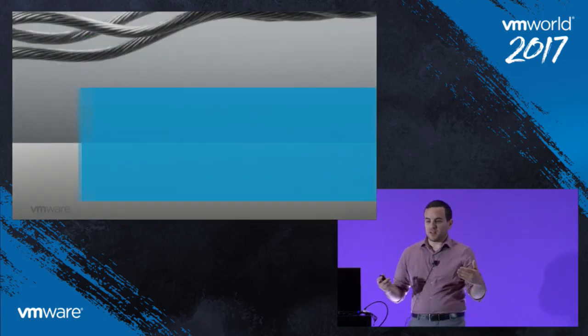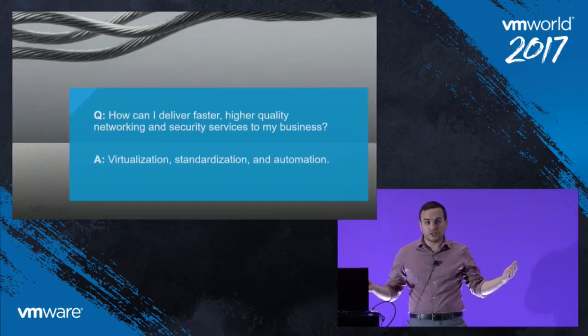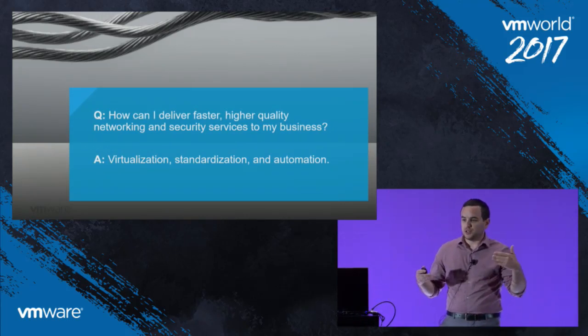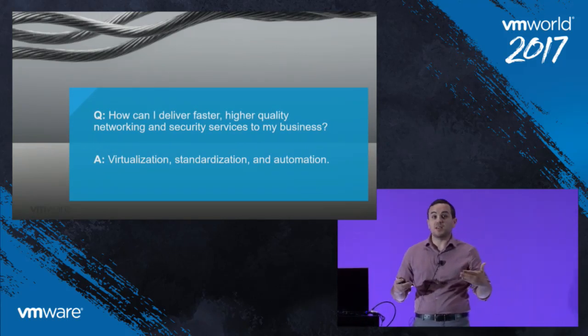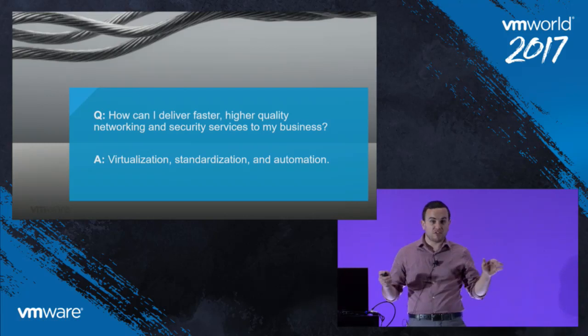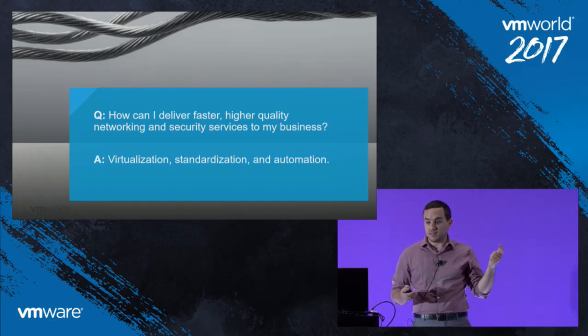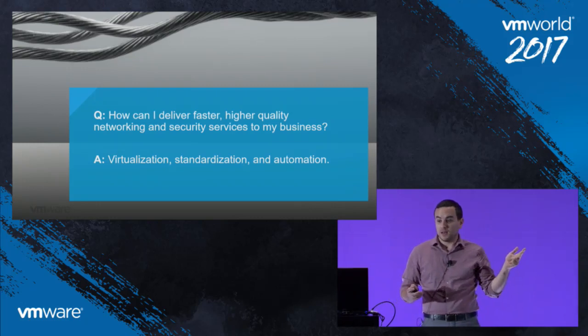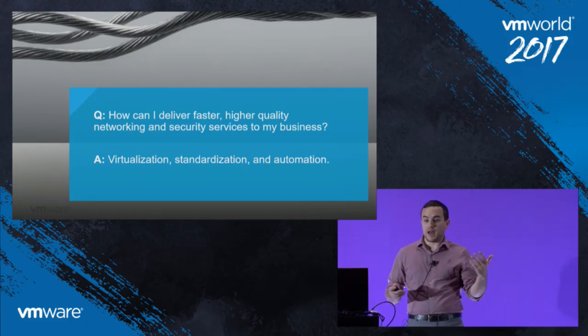And so that begs the basic question, well, how do we address all these challenges to ensure that IT can move forward at the speed that business demands? And the simplest, most general answer to that is that we need to virtualize, we need to standardize, and we need to automate the infrastructure, applications, and services that we need.